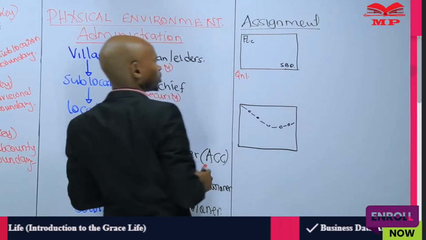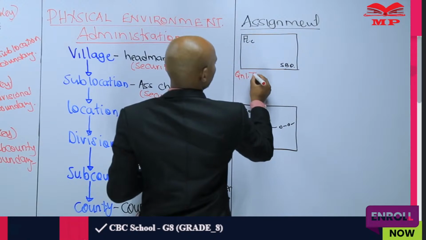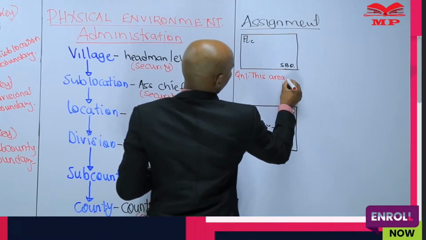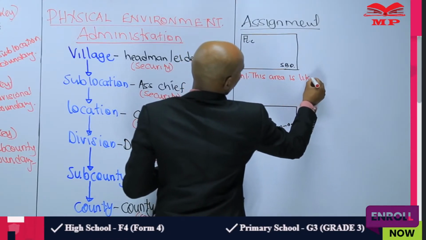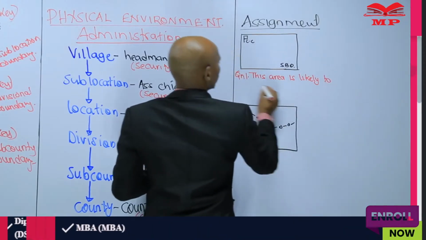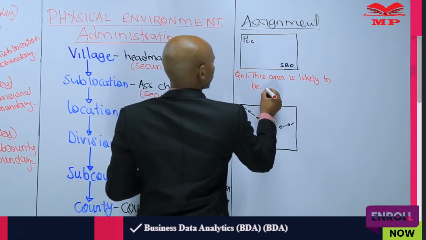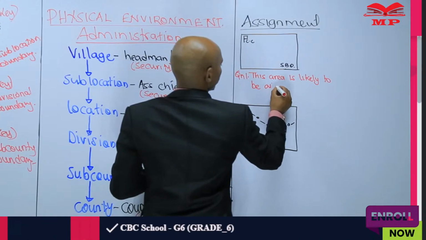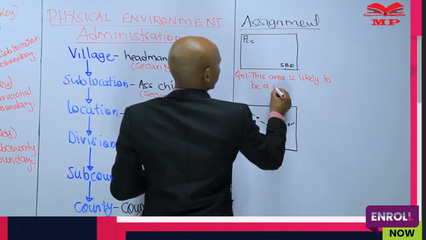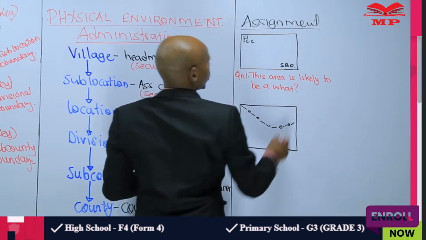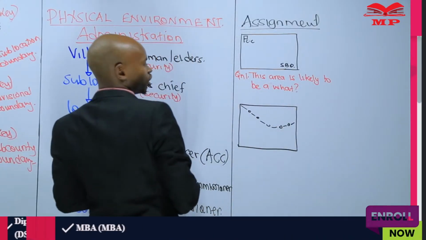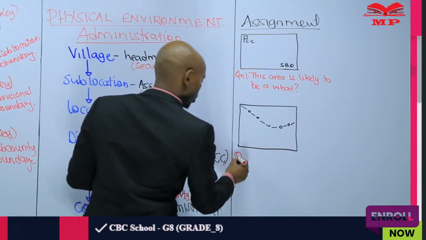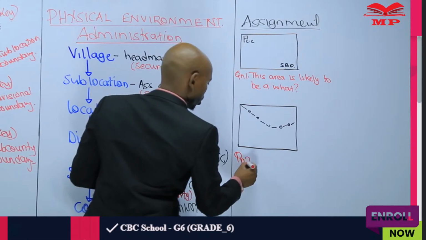Question 1. This area is likely to be a what? Which kind of an area is this one? Is it a village? Is it a county? Is it a division? Question 2 here.